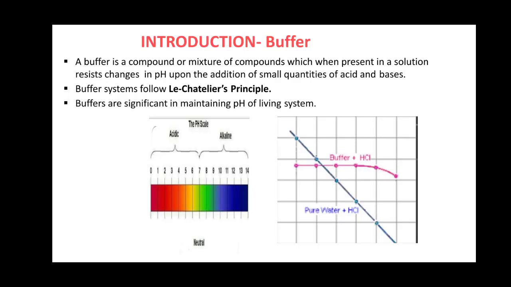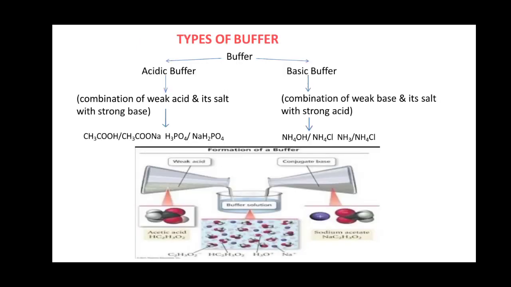And next we'll see the buffer. A buffer is a compound or mixture of compounds which, when present in a solution, resists changes in pH upon the addition of small quantities of acids and bases. The buffer system follows Le Chatelier's principle. Buffers are significant in maintaining the pH of living systems. We can see the types of buffer as acidic and basic, where an acidic buffer is a combination of a weak acid and its salt with a strong base, and a basic buffer is a combination of a weak base and its salt with a strong acid.